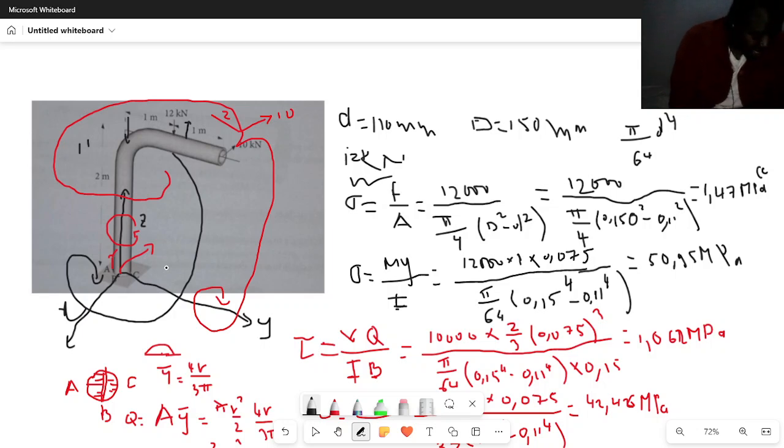So how are they getting that moment to be positive? You push your right fingers following the curve, because this is the direction that it is bending, like this, following here, following here, following here.